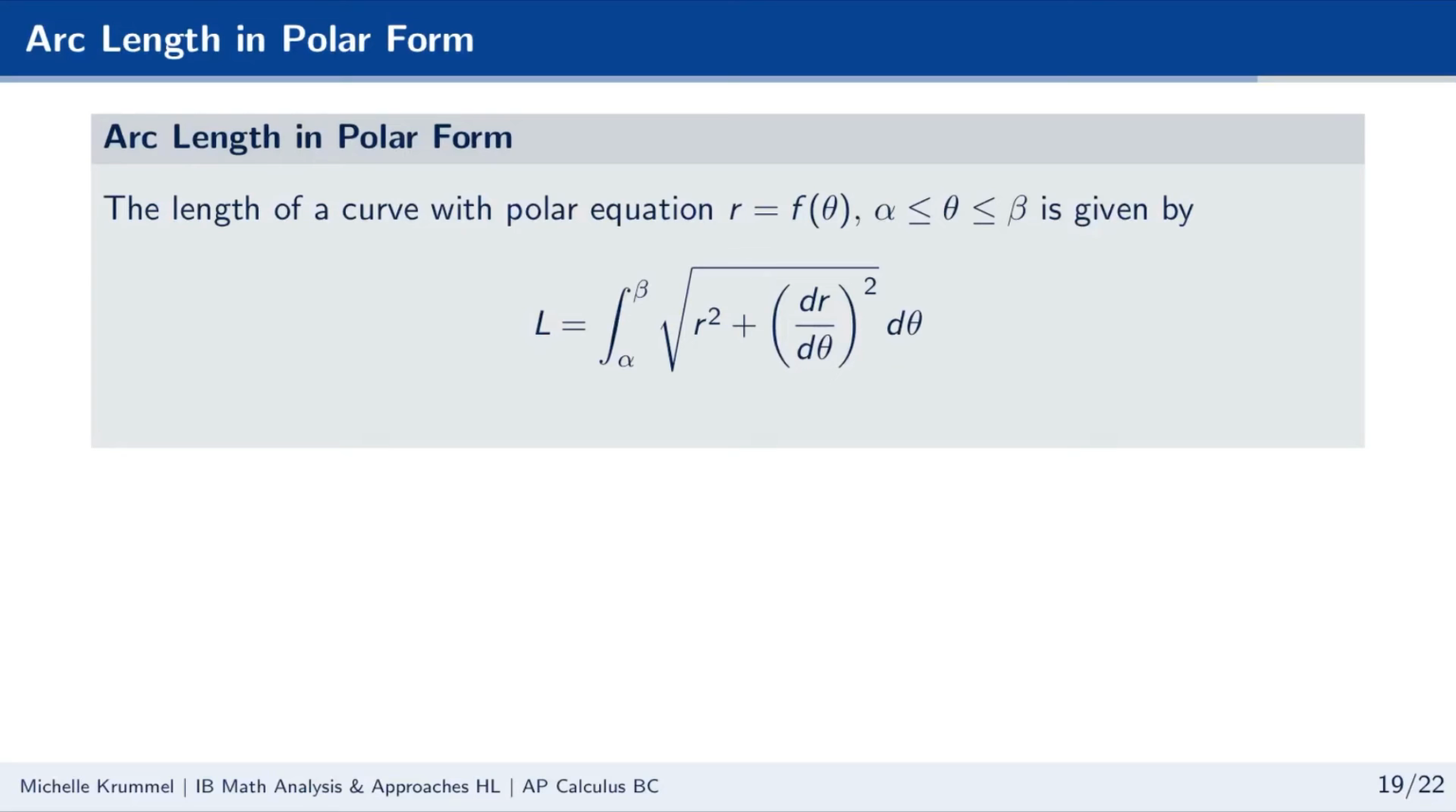And here is our arc length formula for polar equations. We integrate the square root of r squared plus (dr/dθ) squared. So here it's written in Leibniz notation, but we could also say r squared plus r prime squared with respect to θ, and we're working on the θ interval. So it's from θ equals α to θ equals β. And that's how we find arc length for polar curves.